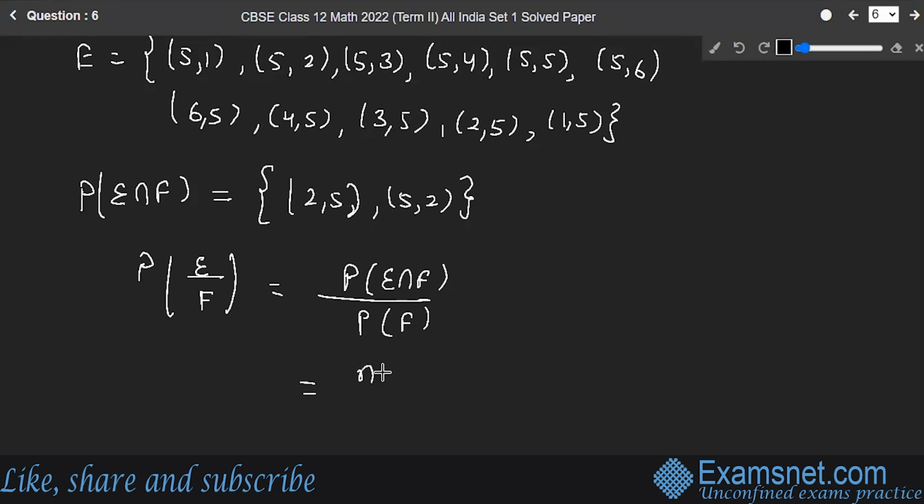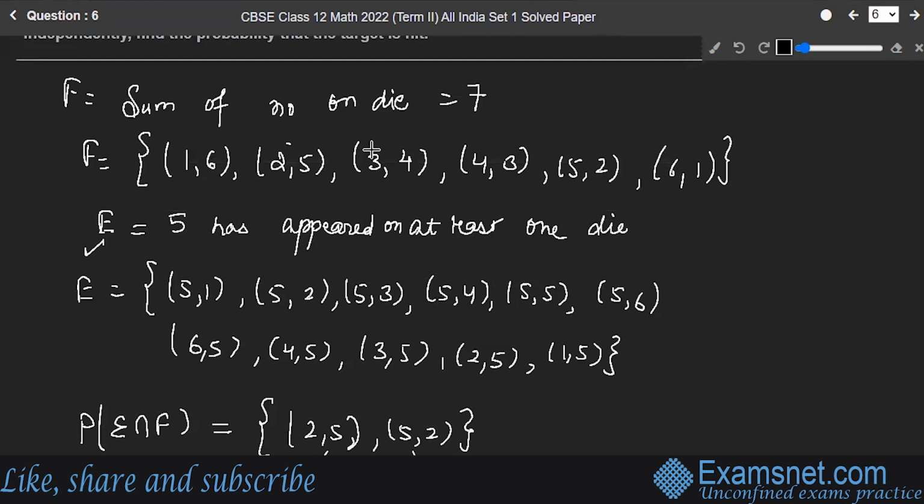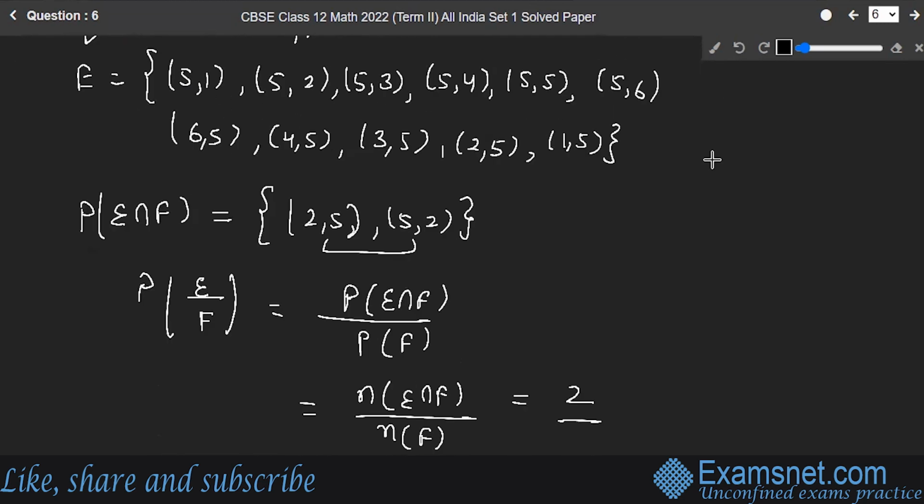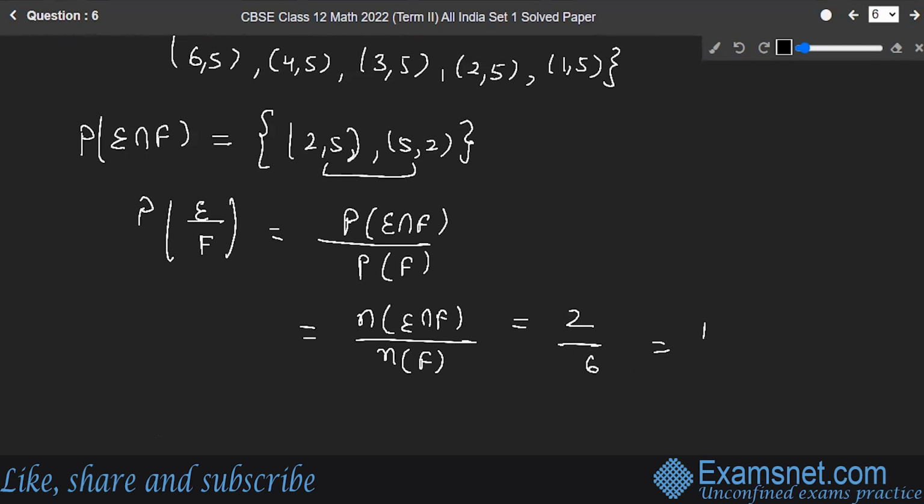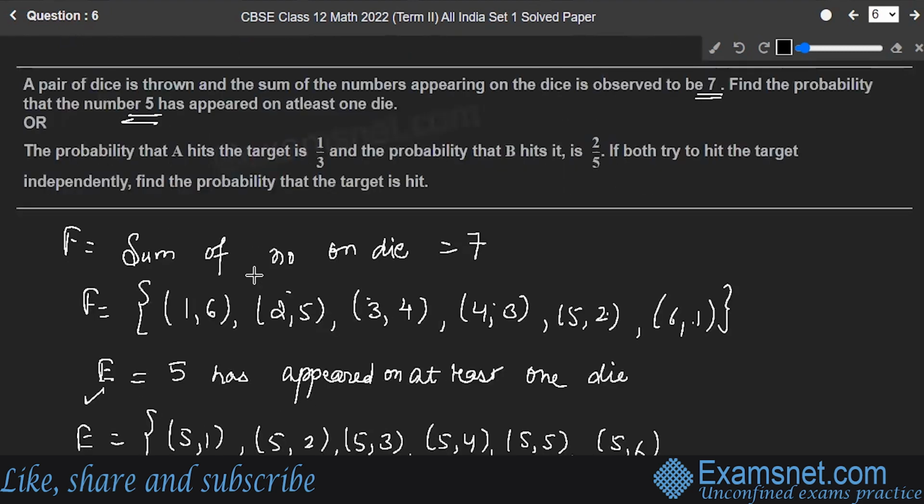This is the number of E intersection F, which is equal to 2, divided by the number of F, which is equal to 1, 2, 3, 4, 5, 6. That is equal to 1/3. So this is the required probability which we were looking for in the answer.